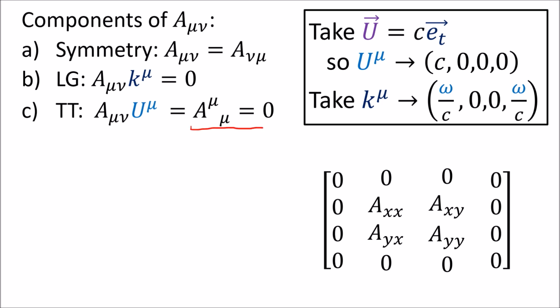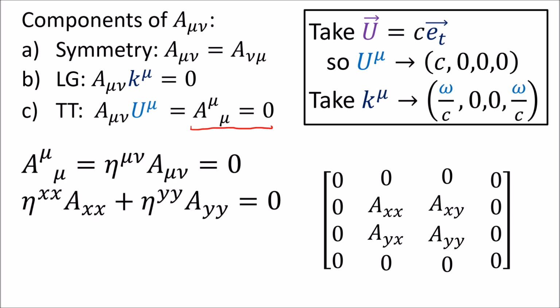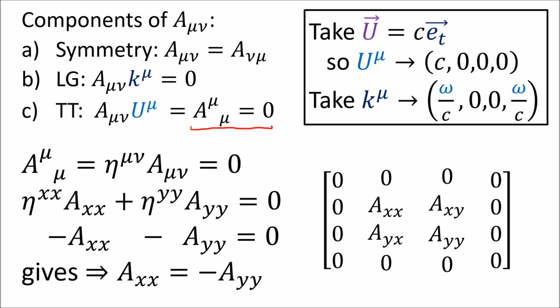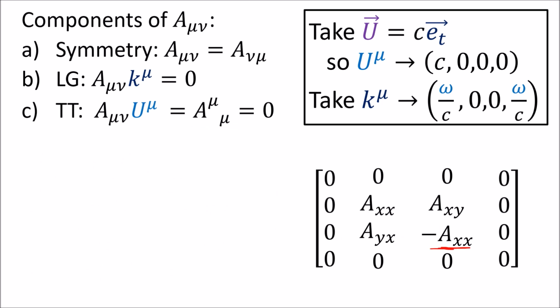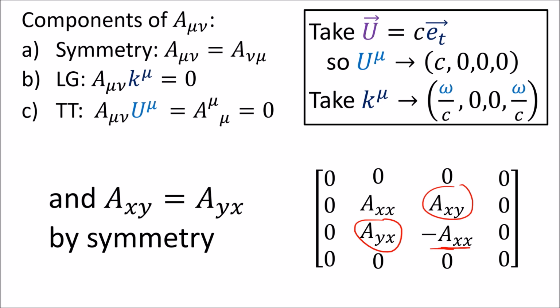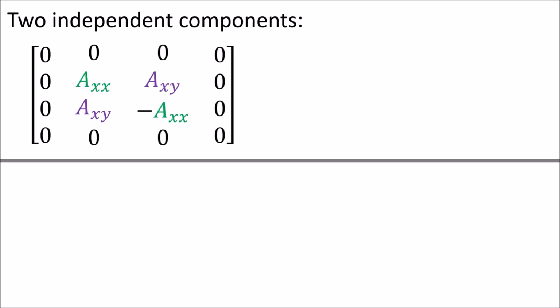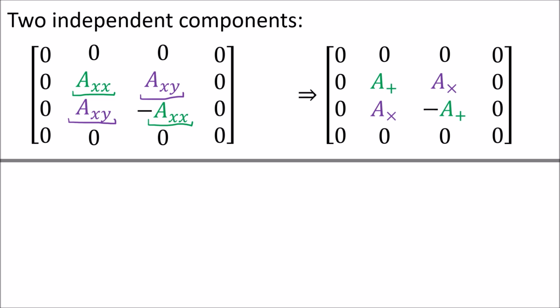Next, since the trace of A is 0, this tells us that A_xx and A_yy are really the same component but with opposite sign, so they are not independent. And finally, the off-diagonal xy and yx components are equal to each other by the symmetry of A, so they are not independent either. So after looking at symmetry and all the redundancies available in our choice of coordinate system, the wave amplitude matrix A has 2 independent components, A_xx and A_xy. And we're going to rename these as A plus and A cross.